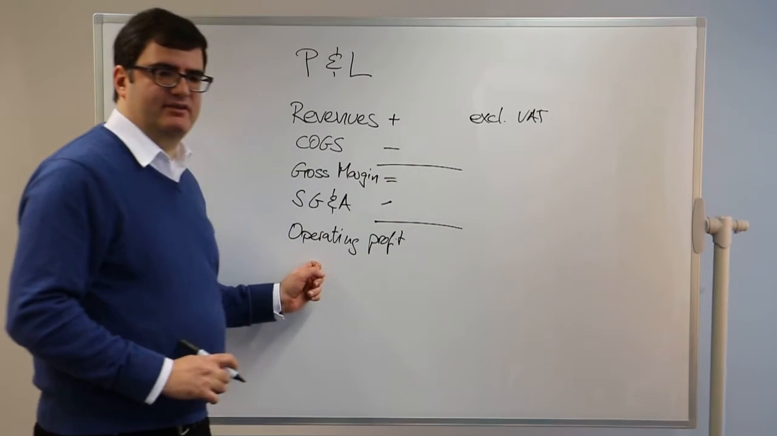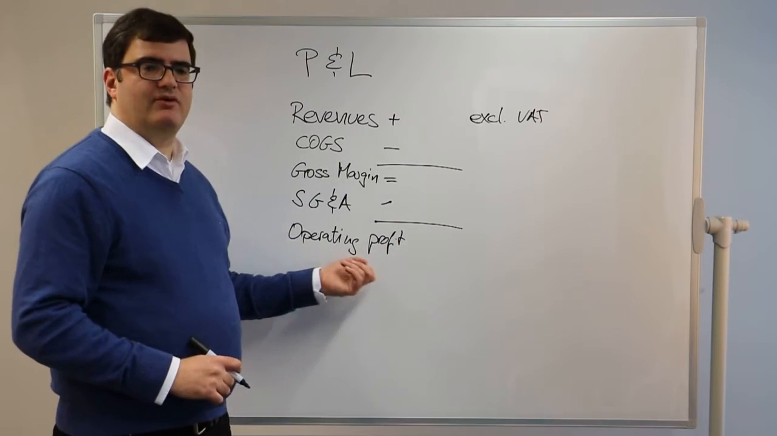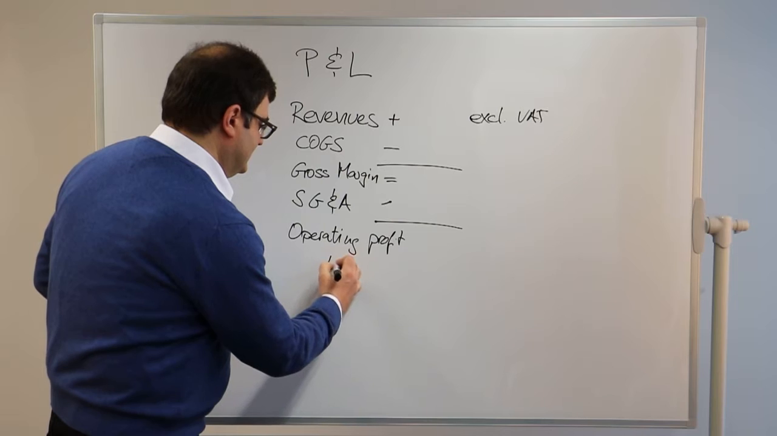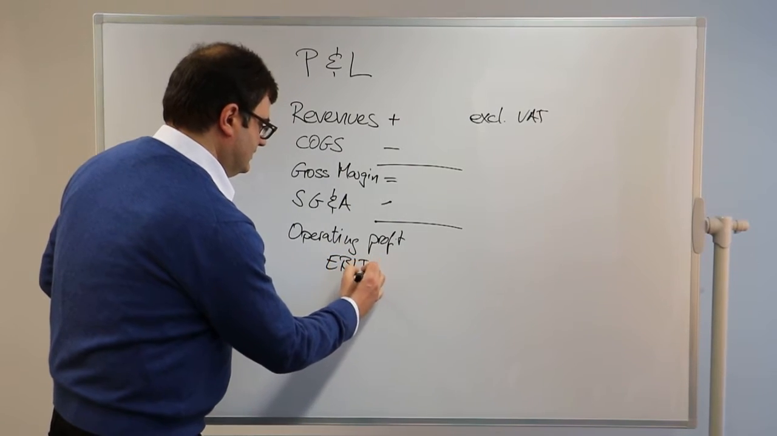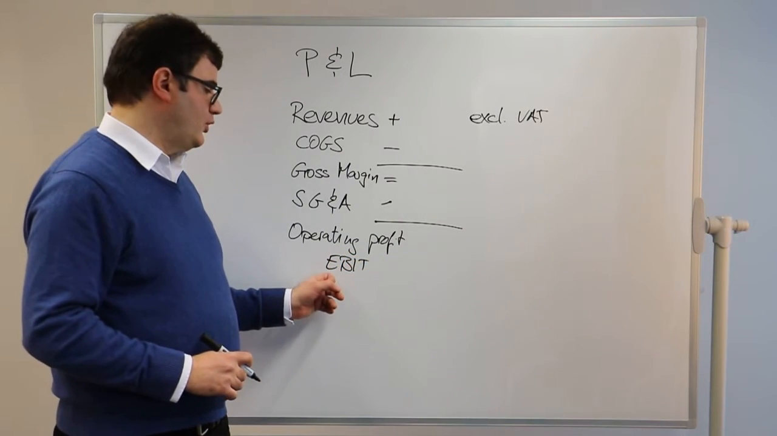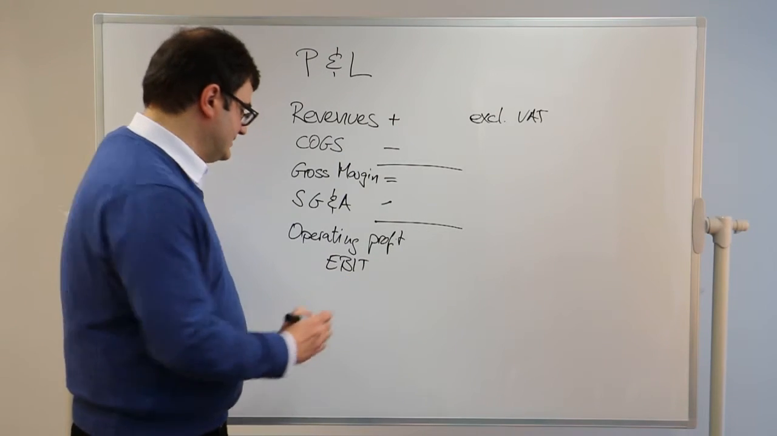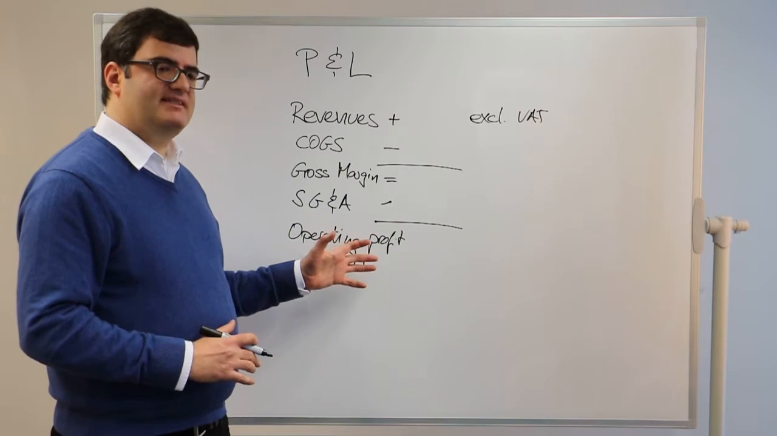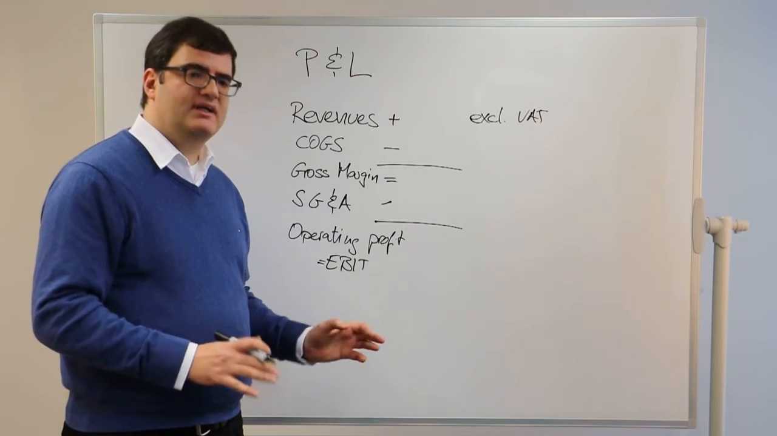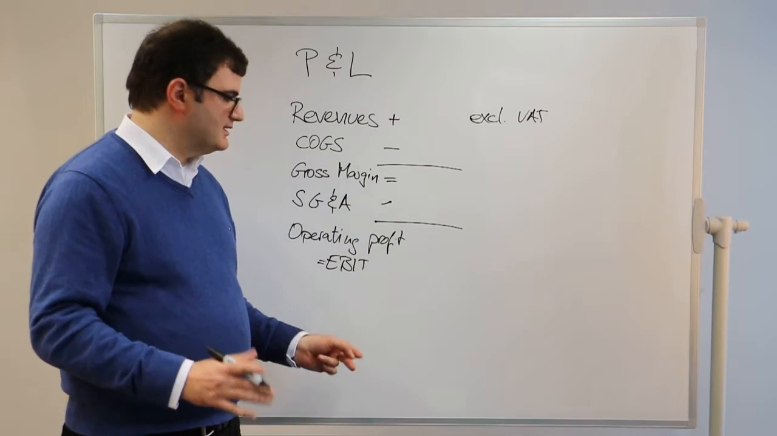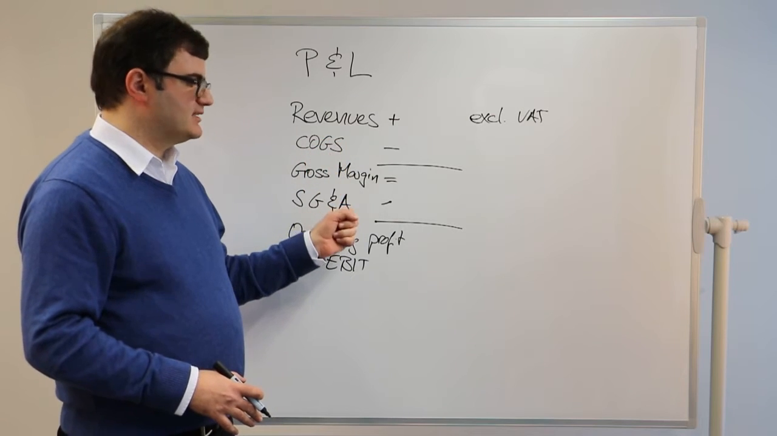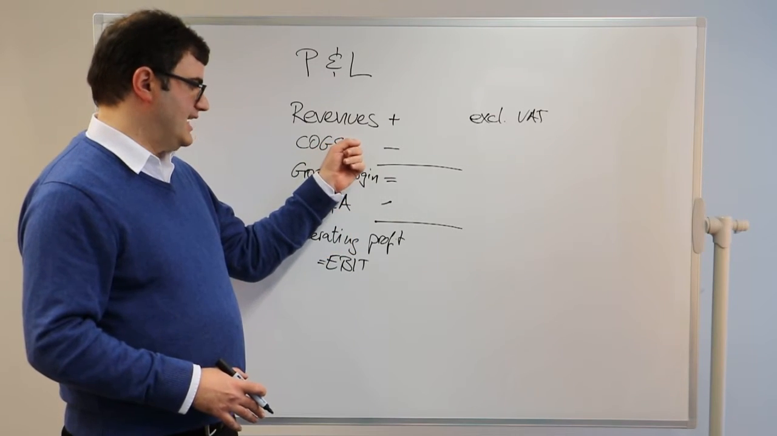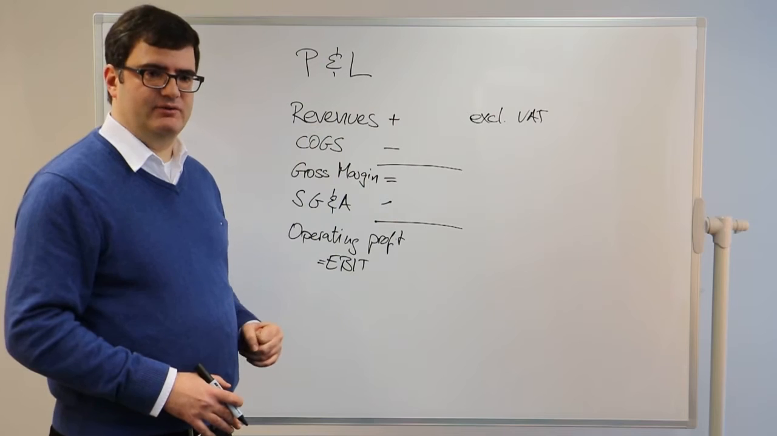Sometimes you will also find other terms like earnings from operations or EBIT. It's EBIT, short for earnings before interest and tax. That's basically all the same thing. And what this says is, this is the money that you have left over this period that you picked, after you have subtracted all your costs, both direct and indirect, from the revenues.